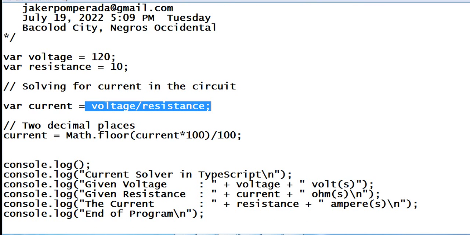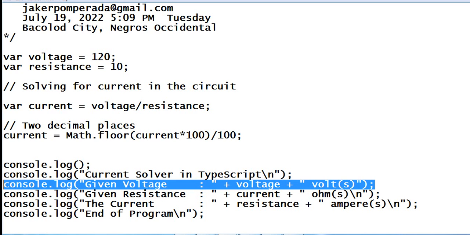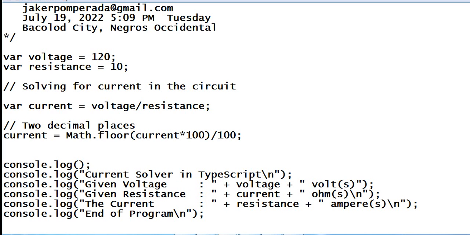divides resistance. Now in TypeScript, we want to have two decimal places, so current equals Math.floor current multiply by 100 divide by 100. Console the title of our program: current solver in TypeScript. Given voltage, display here. Given resistance, and then the current, the resistance in amperes, and a program.